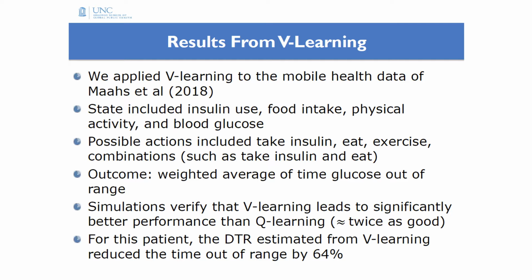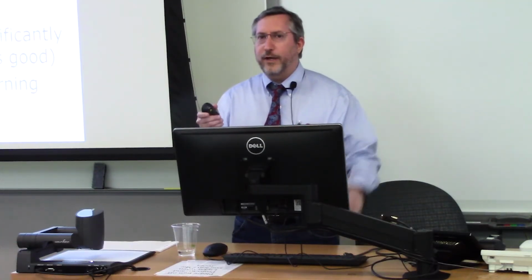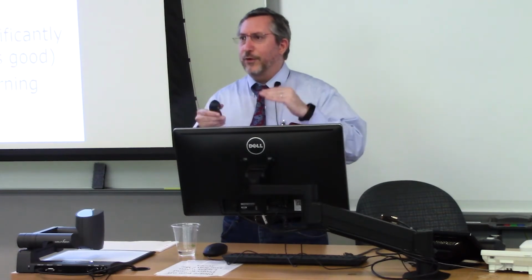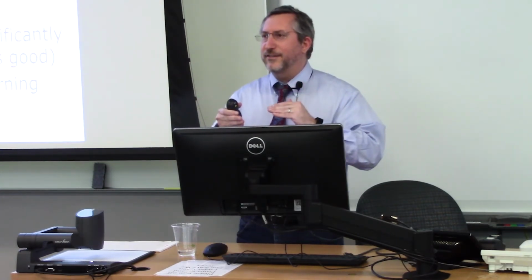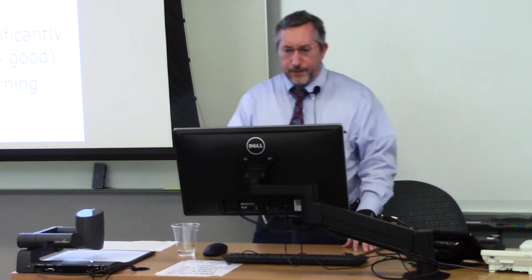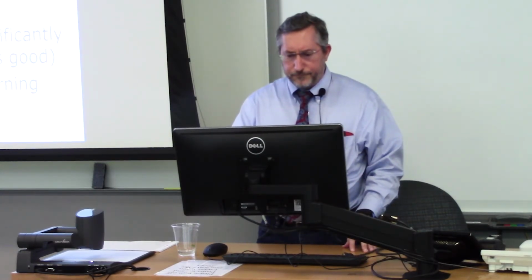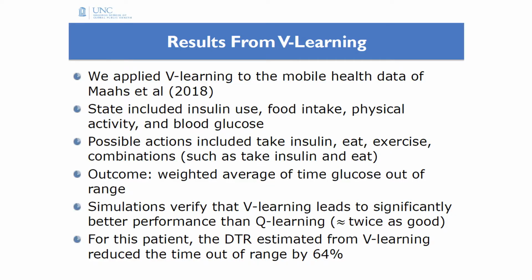The state includes insulin use, food intake, physical activity, blood glucose, other demographic and dietary factors. Actions include take insulin, a certain amount, eat, exercise, combinations for exercise, and then various combinations of those strategies. Exercise actually is one good way to bring your blood glucose down, but you've got to be careful with it. So you don't always need to take insulin to do it. You can exercise instead. And so as I mentioned, we were able to reduce for a particular patient their time out of range by 64%, which is very significant.